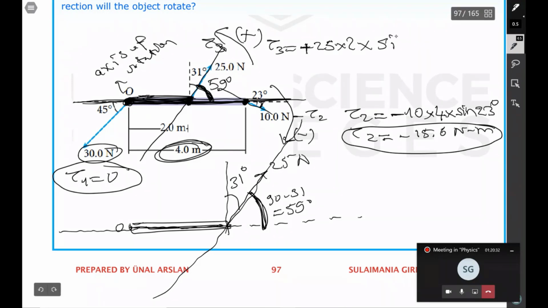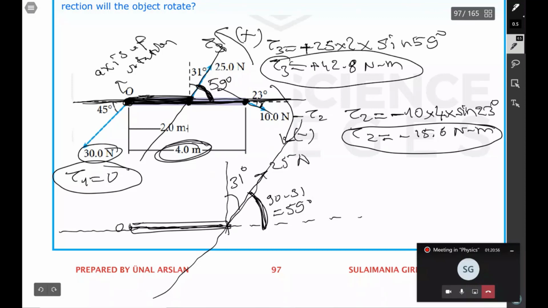So sine of 59 degrees. Then if you multiply it, you will get the result as positive, I think, 42.8 Newton meter. Positive 42.8 Newton meter is torque 3. So we got 3 torques. We got them all. Now we are going to calculate the net torque. Net torque is equal to torque 1 plus torque 2 plus torque 3.